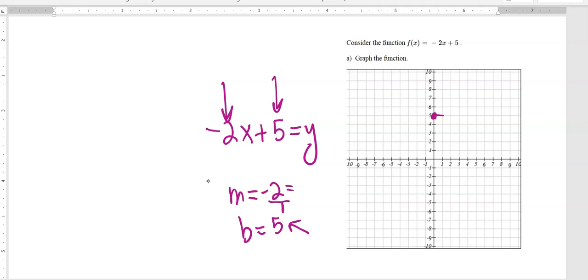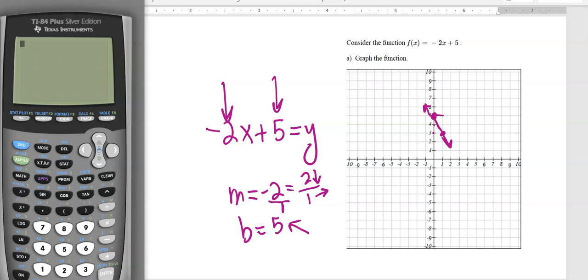My top number tells me how to go up or down. So since it's negative 2, I'm going to go down 2. And then my bottom number tells me how to go right or left. And since it's positive, I'm going to go to the right 1. So from the y-intercept, I'm going to go down 2 and then right 1. And then I can connect these 2 and I've got a line. Okay? That's one way.